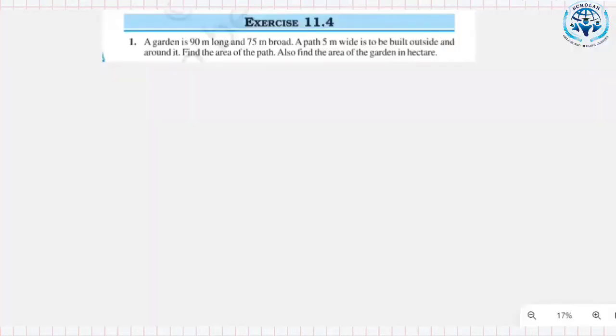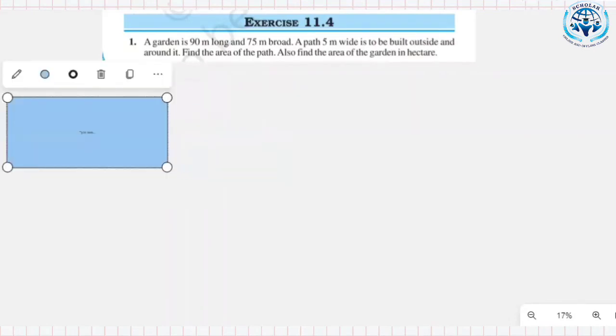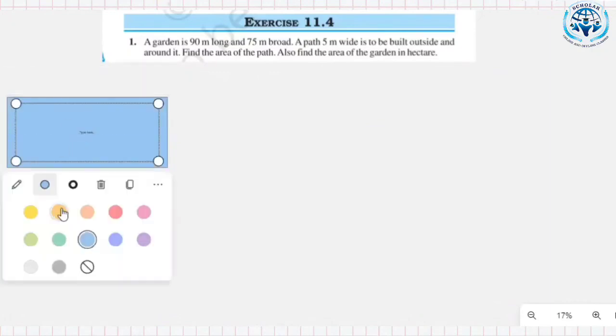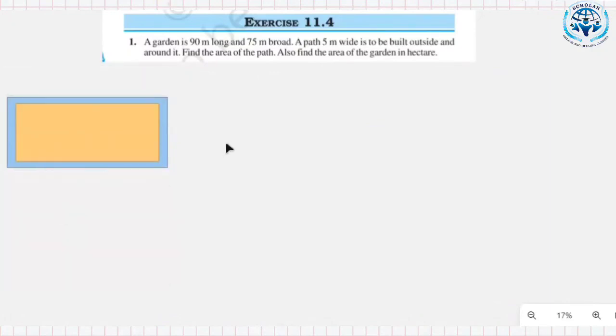Exercise 11.4. First question. Garden is 90 meter long and 75 meter broad. That means it is a rectangle. A path 5 meter wide is to be built outside and around it. So if this is a rectangular garden, the orange one is the rectangular garden, the blue one is the path around it. It is 5 meter wide.